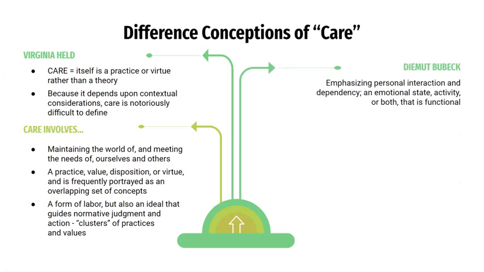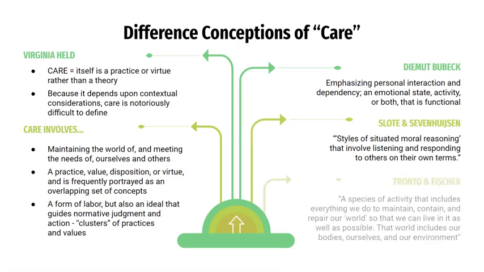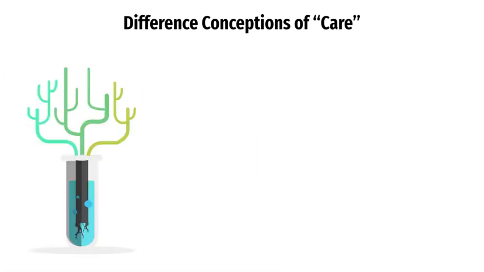There are other feminists who argue that emphasizing personal interaction and dependency is an emotional state, activity, or both, and that is functional. Other feminists emphasize styles of situated moral reasoning that involve listening and responding to others on their own terms. Other feminists might focus on talking or framing about these issues along a more general level, a species of activity that includes everything we do to maintain, contain, and repair our world so that we can live in it as well as possible. And that world includes our bodies, ourselves, and our environment. So, of course, different conceptions of care are going to come up in the literature, but we notice that there are some common threads to this conception of care and the emphasis on care that we don't see in the other moral theories.